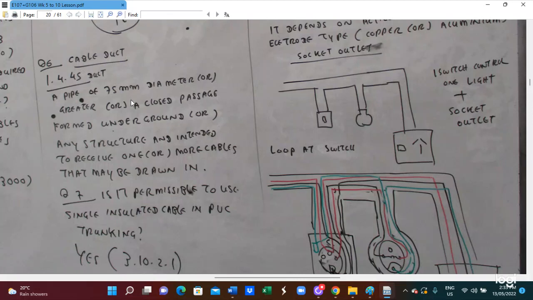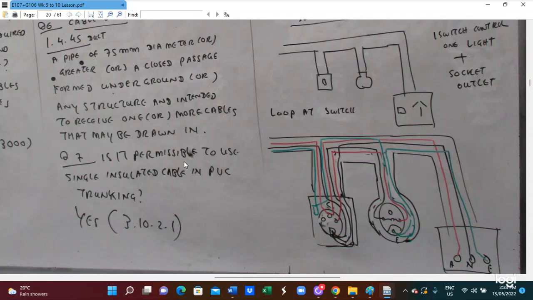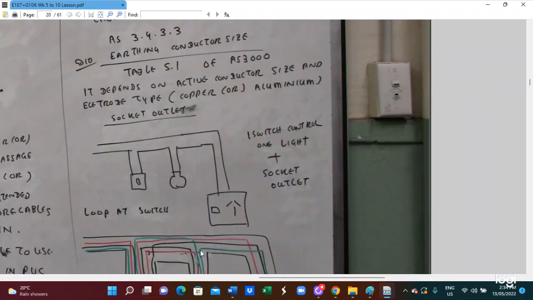A pipe of 75mm diameter or greater, in a closed passage, underground or in any structure, intended to receive one or more cables, may be thrown in. So this is all that has to be followed. In this case, question 7: is it permissible to use a single insulated cable in a PVC trunking? So the answer is yes, because we follow AS 3000.